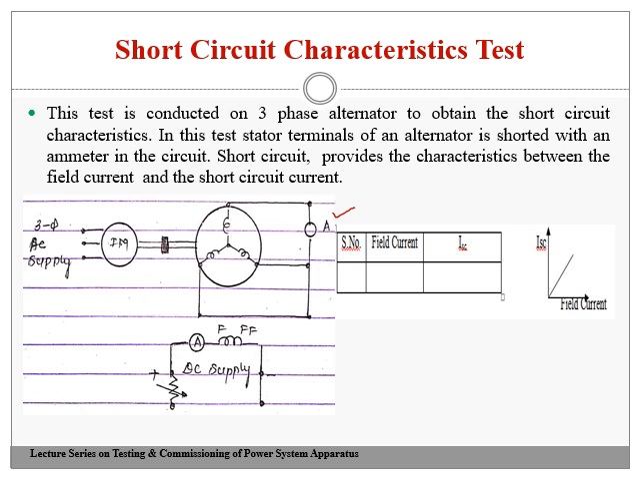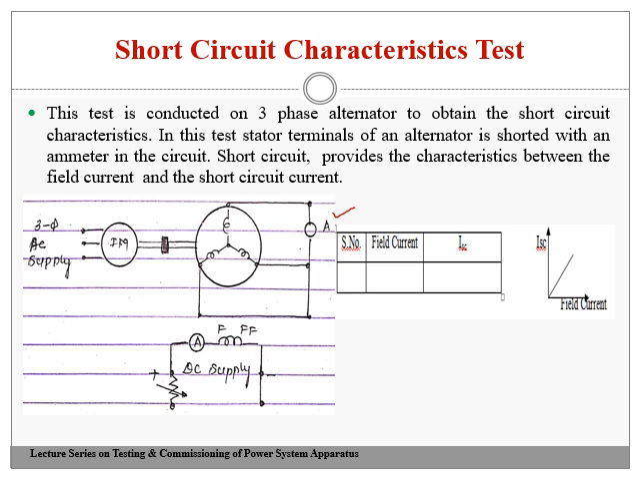We keep the field resistance at the maximum position, and we connect the induction motor as a prime mover to the alternator. We once again start the induction motor by giving it the supply at its rated voltage with the help of a DOL starter or maybe an auto transformer. When we give the rated voltage to the induction motor, it starts at its rated speed. Since the induction motor is coupled to the alternator, the alternator also rotates at its rated speed.